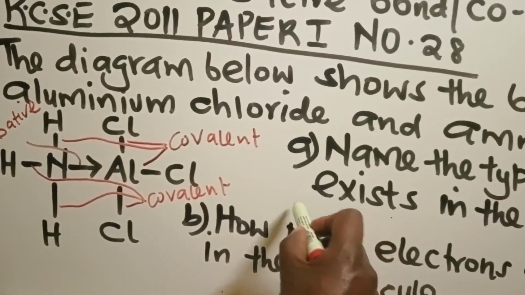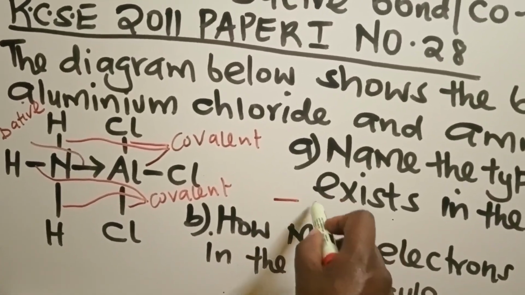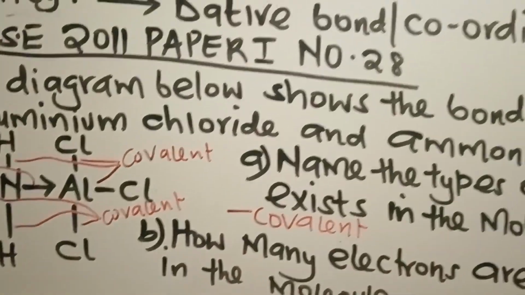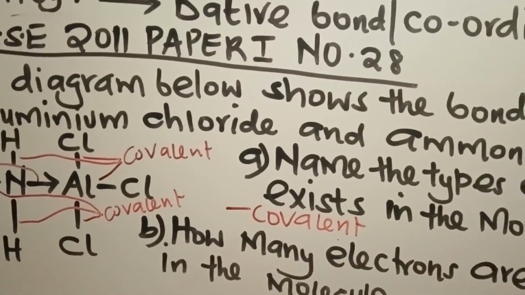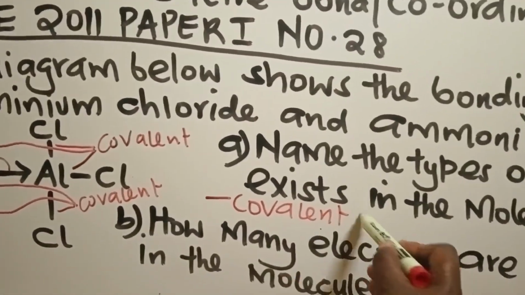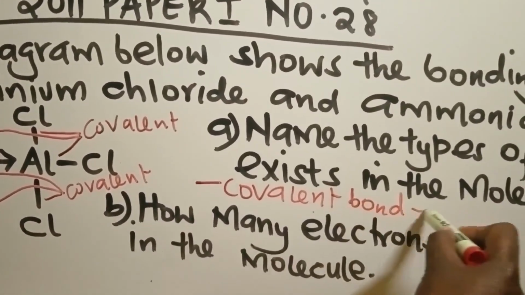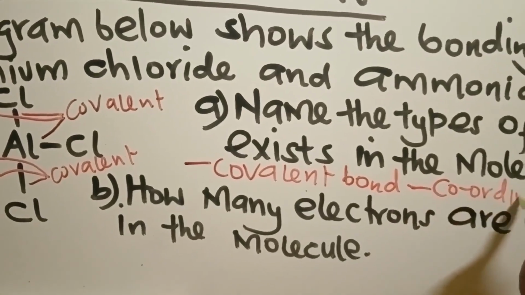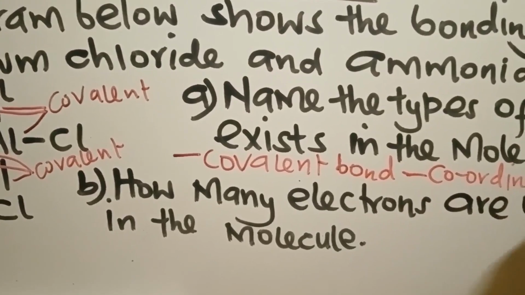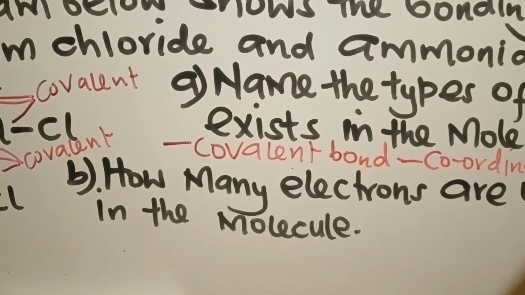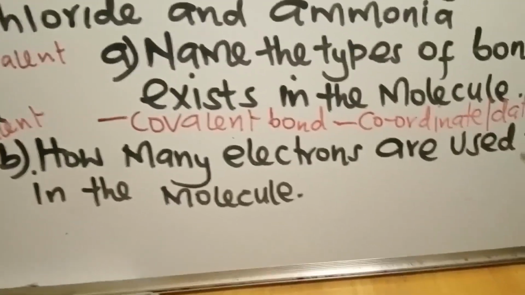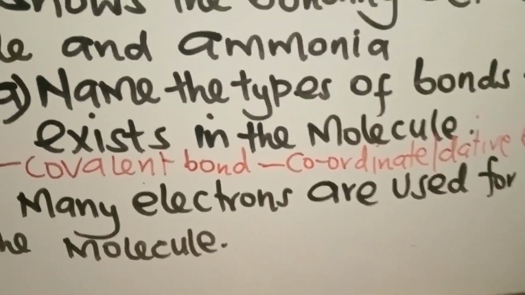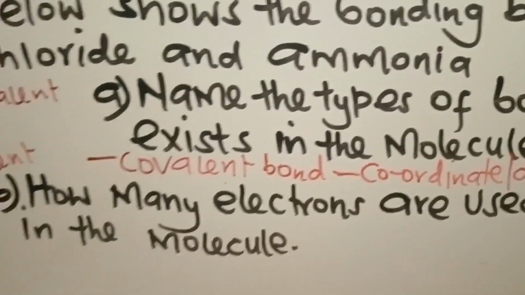So to answer this question, we have two types of bonds. We have the covalent bond, and we also have the coordinate bond, or the dative bond. So that is the answer to that question.